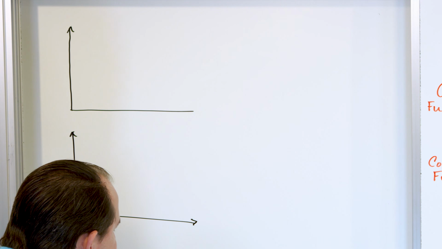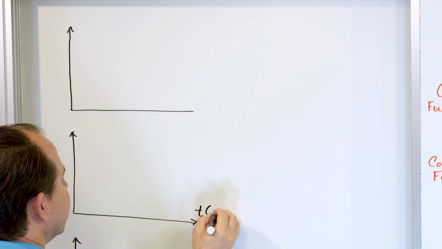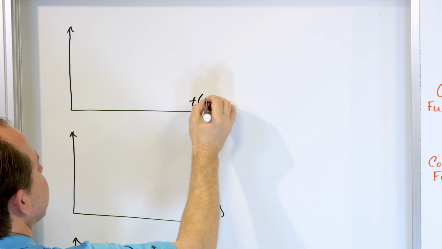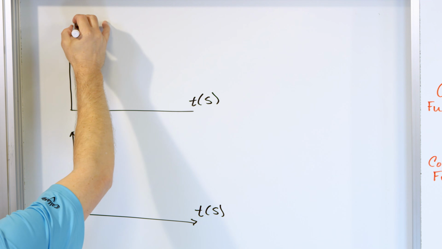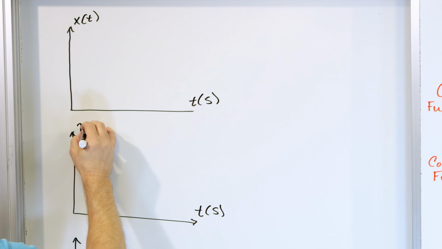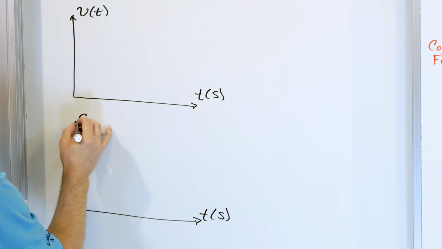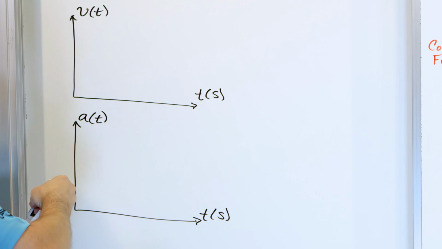All right, so this is the time in seconds. This is the time in seconds. This is the time in seconds. And up here, this is going to be the position as a function of time. This is the velocity as a function of time. This is the acceleration as a function of time.